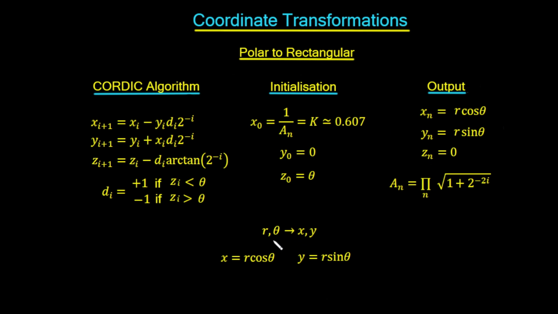So finally, to summarise, what we've done is we've gone from the polar coordinate system of r and theta, and we've gone to the rectangular coordinate system of x and y, and we've done it via the mathematical equations x equals r cos theta and y equals r sin theta. So let's go ahead and we'll now look at the rectangular to polar coordinate transformation.